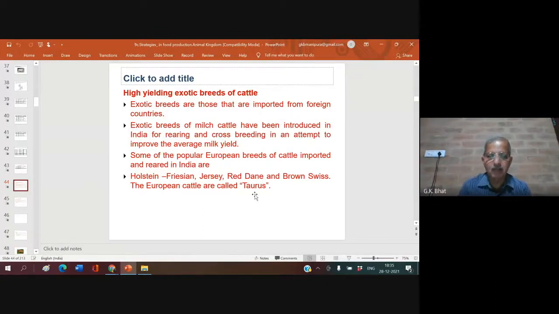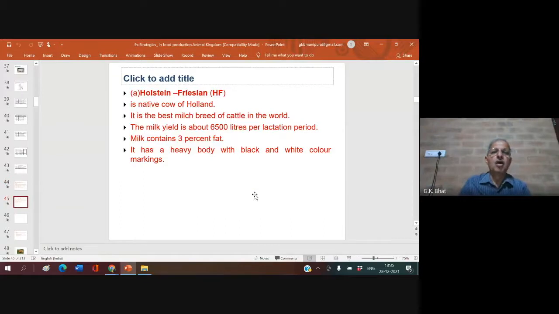You have seen them. I will show you them. Okay. So, now let us look into the first one. Holstein Friesian, which is commonly called HF. This is the most important breed known to give the highest yield in the world. It is a native of Holland. It is the best milch breed of cattle in the world. The milk yield is about 6,500 liters per lactation period.